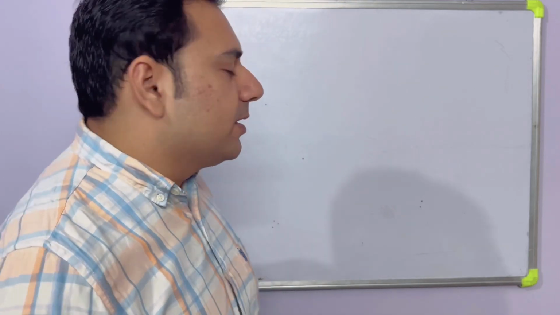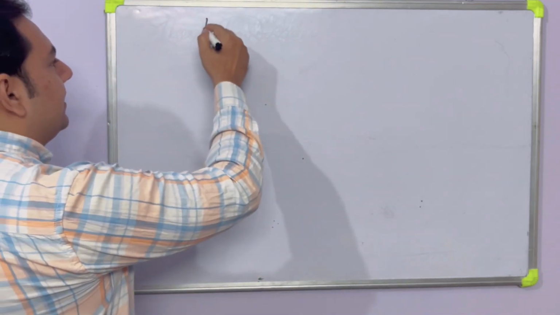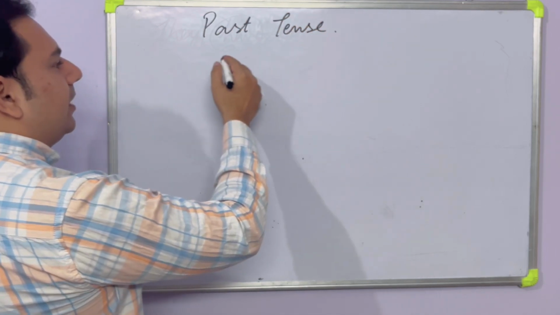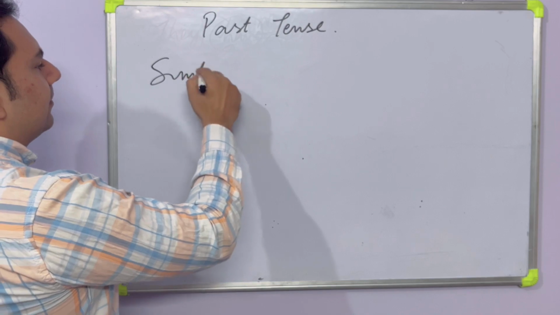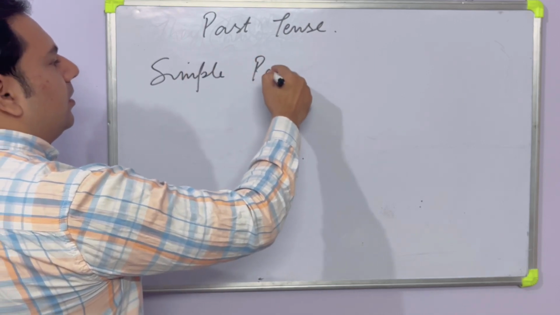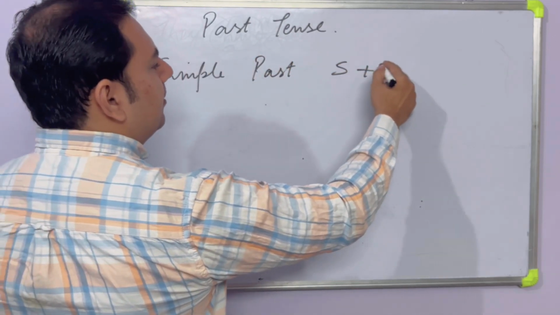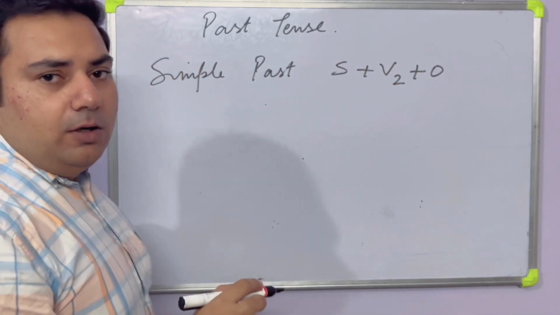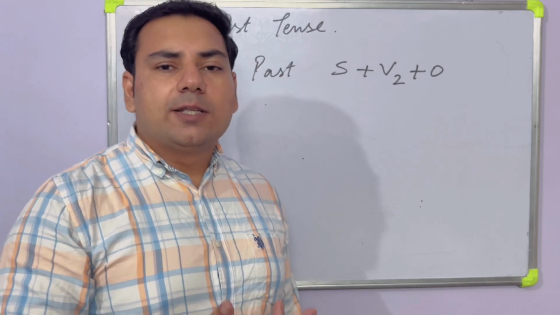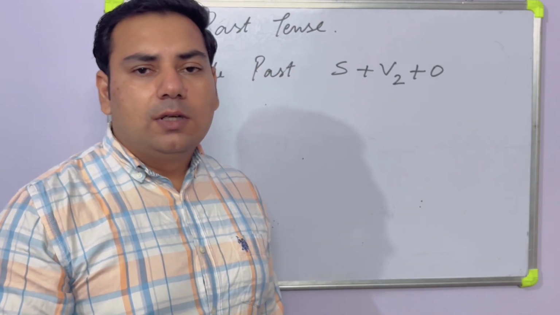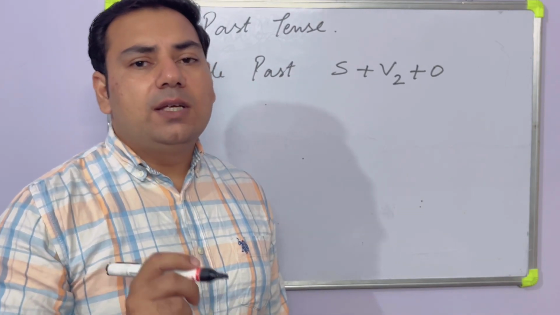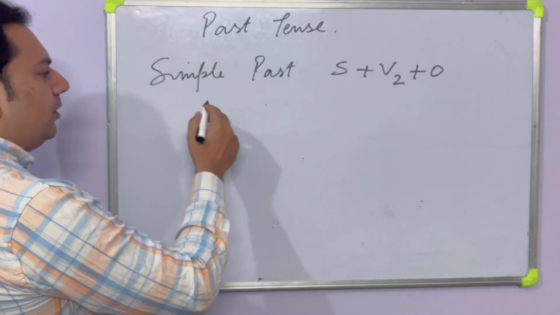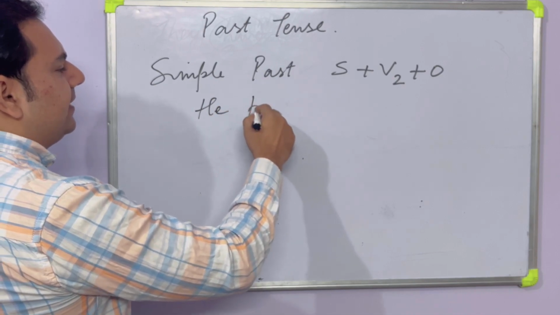So let's continue with the past tense. Now past tense is going to be very easy. It is in the same way like we had the present tense. The simple past tense, the rule is very easy: subject plus second form of verb and the object. There are no changes if the subject is singular or plural, but the form that needs to be used is the second form. So keep that in mind. The second form is going to be very easy.